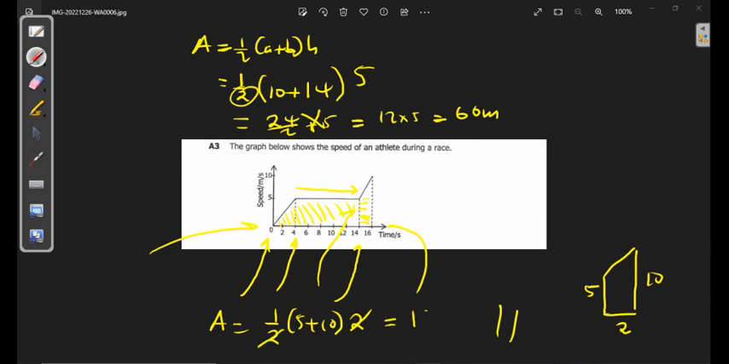So just add to find the total distance covered by the athlete. That is going to be 60 plus 15, which is 75 in this case.